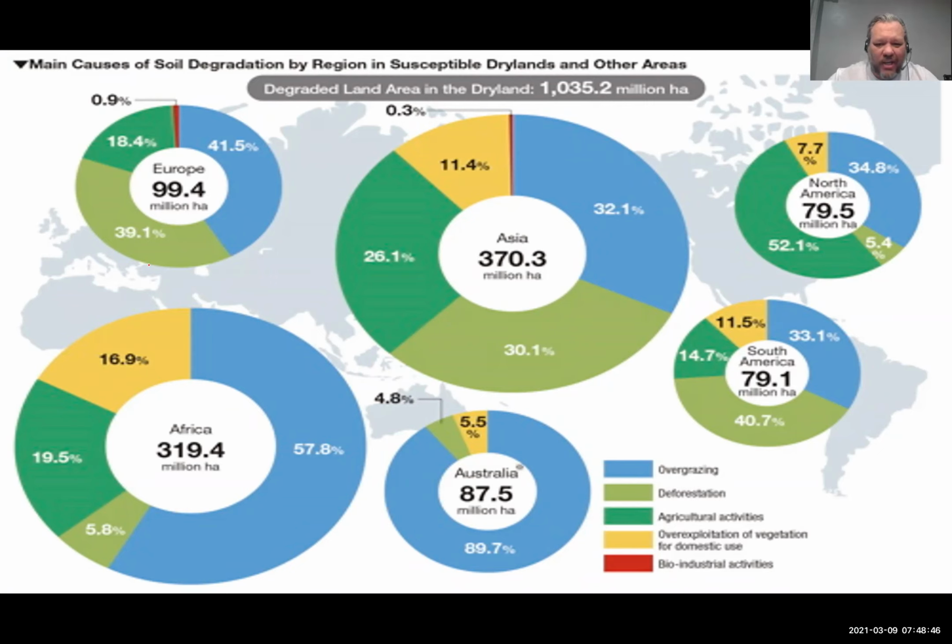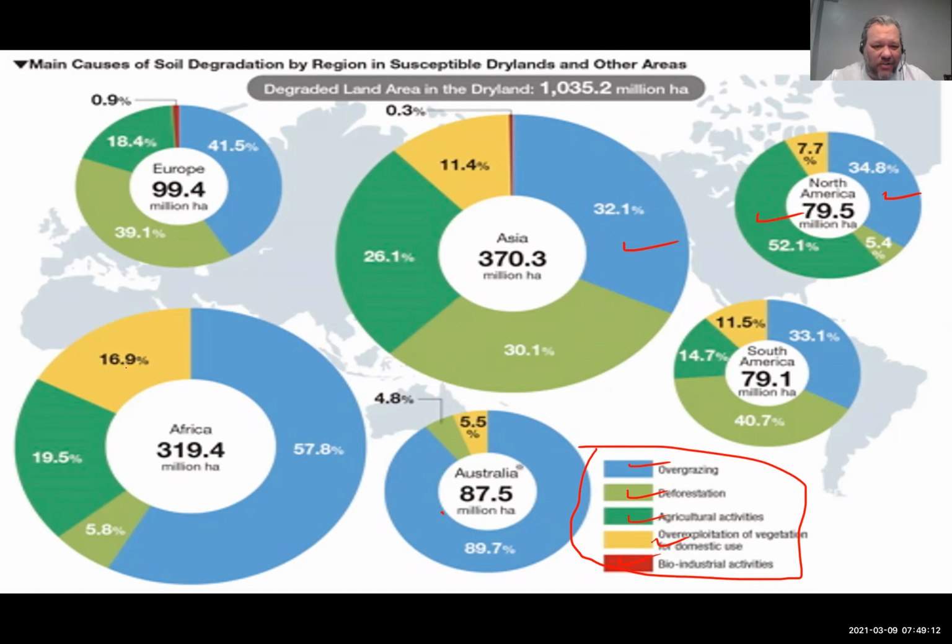All right, so if we look at some of the issues of land around the world, you can kind of see what's causing some of the problems. So here's our key here. So overgrazing in the blue, deforestation, agricultural activities, overexploitation of vegetation, and bioindustrial activities. That's a smaller one. And so you can see here in Asia, 32% of the pressure on the land is coming from overgrazing. Here in North America, 35%, 52% from agricultural activities.